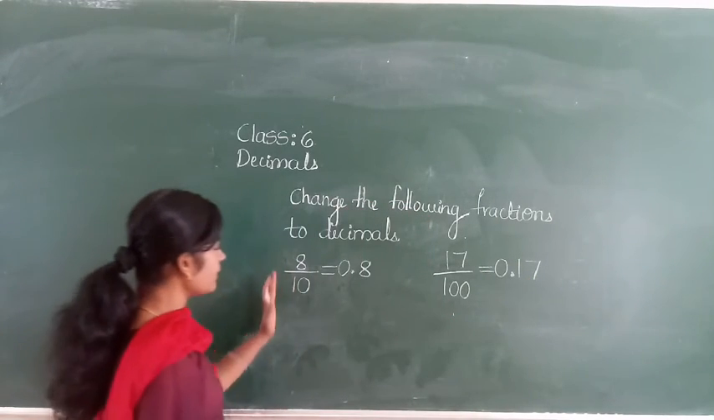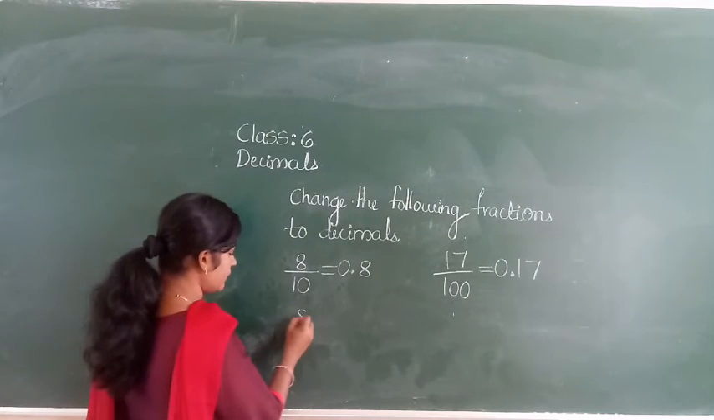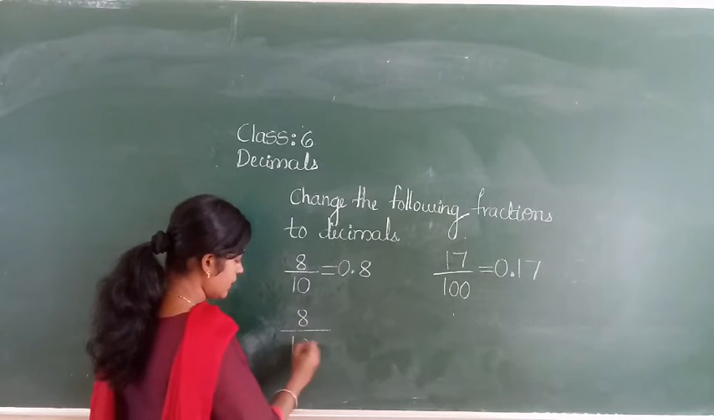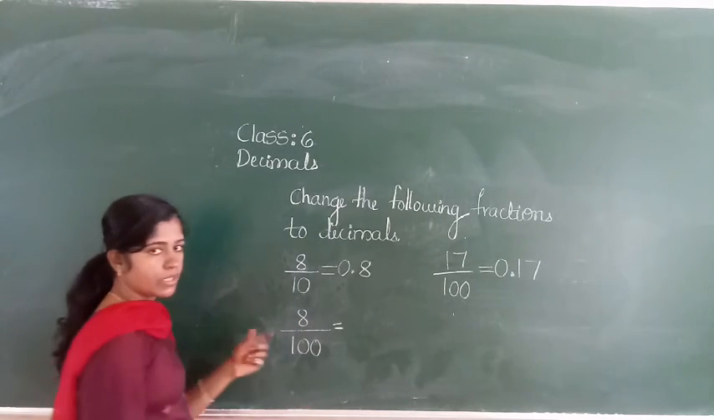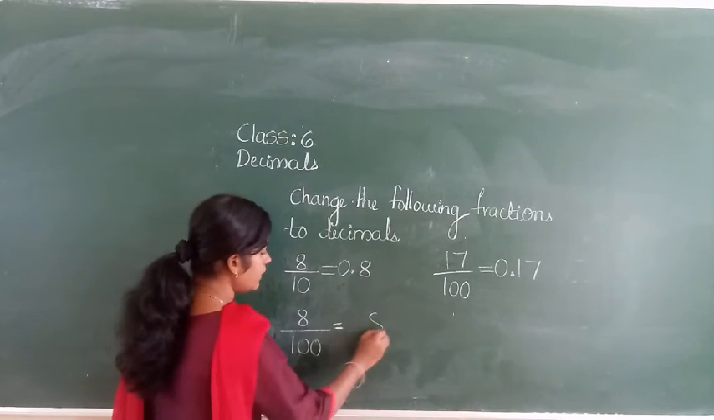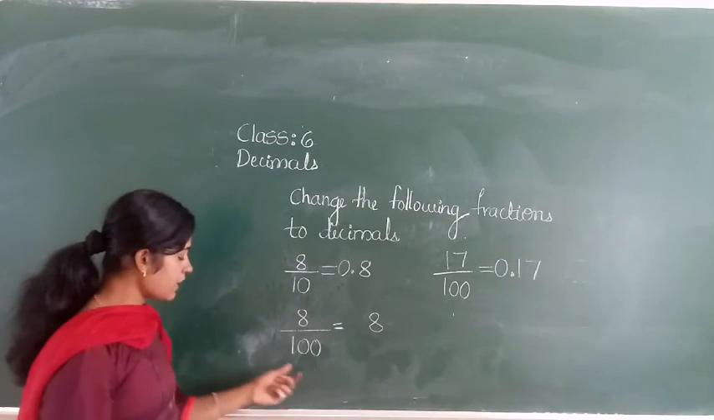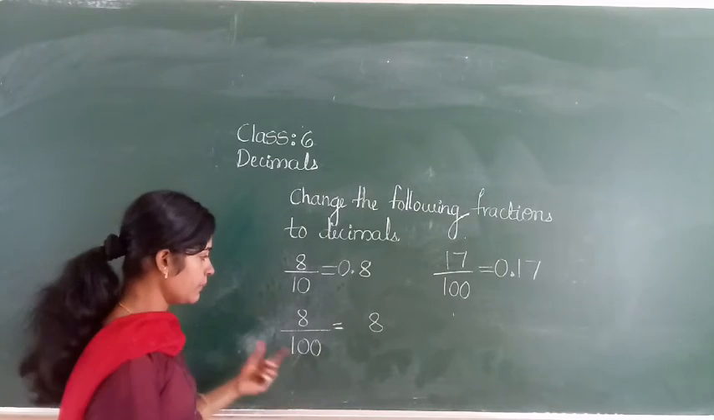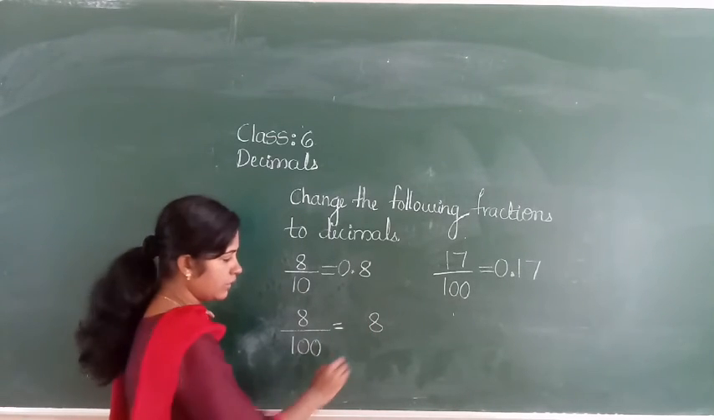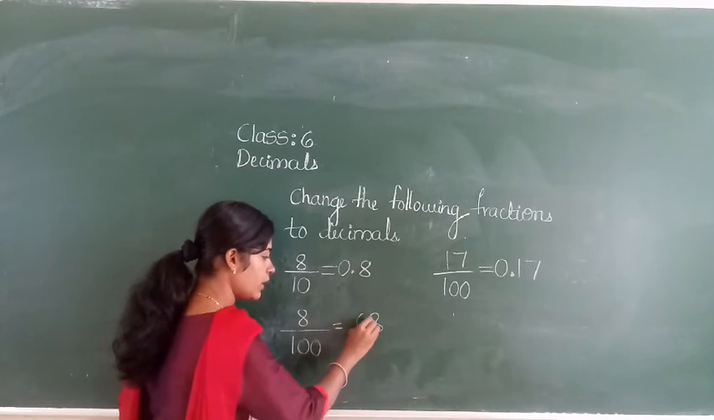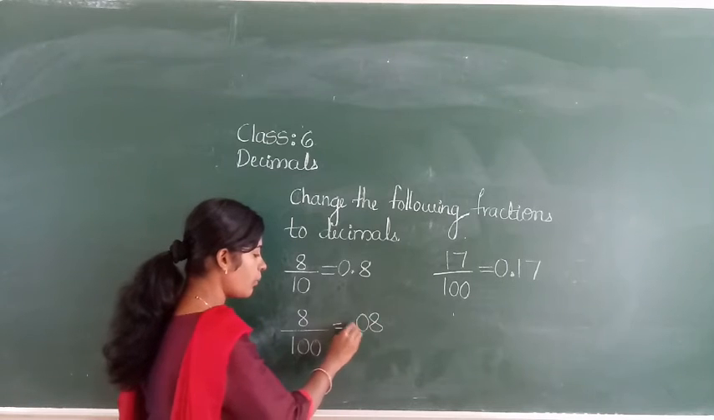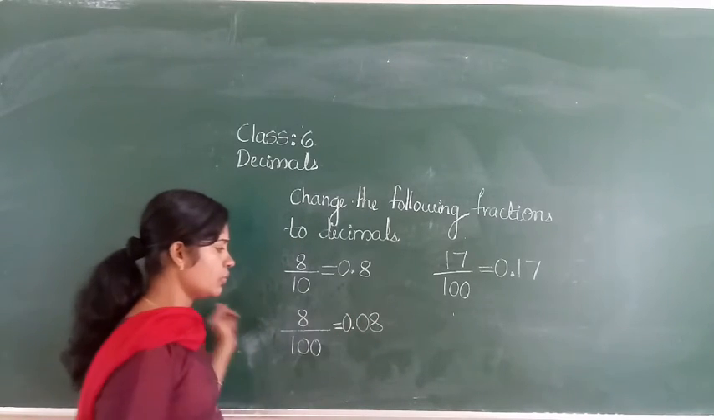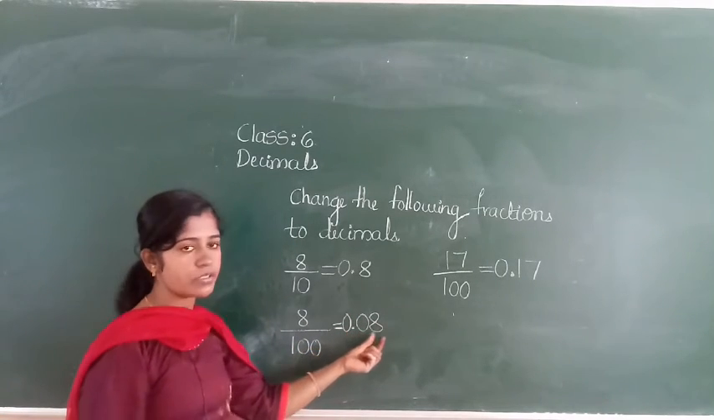Then the same example I will take but with a different denominator. 8 by 100 is there. Okay, first step you have to write the numerator as it is. Next step here, after how many digits? There are 2 zeros, so 2 digits, but here only one digit is there. Here you give 8 and give here 0 and give the point and write here 0. So how to read it? As 0.08.